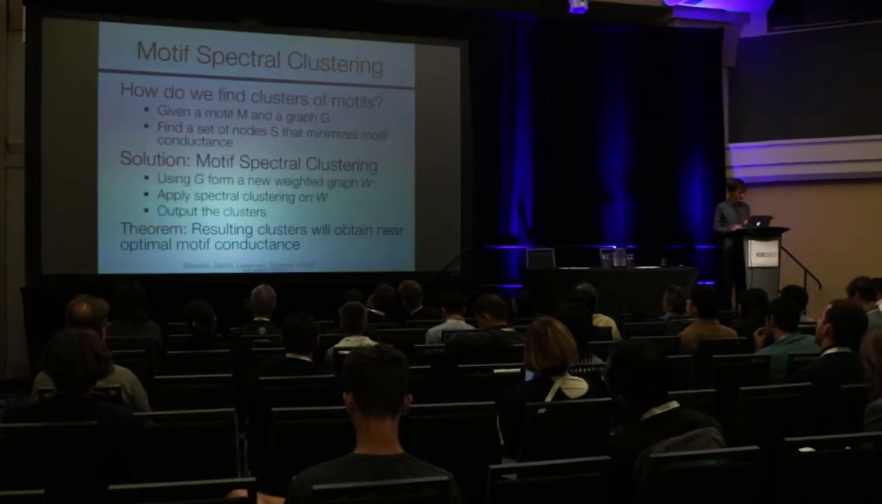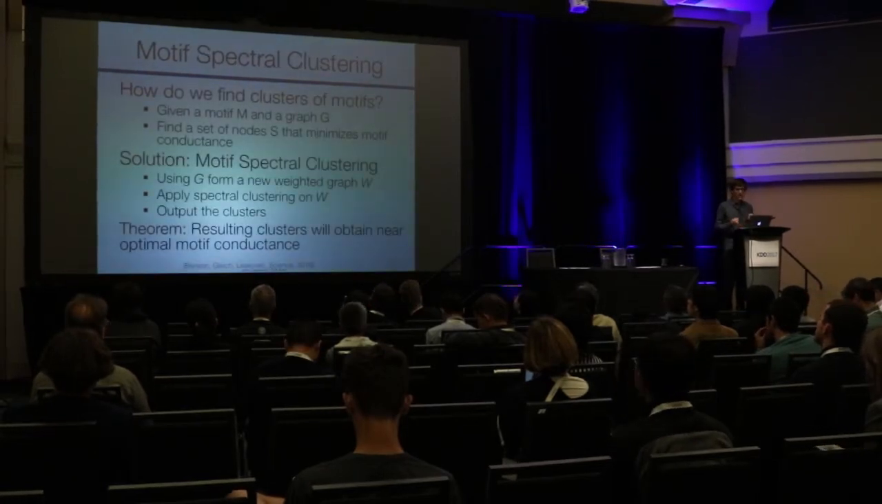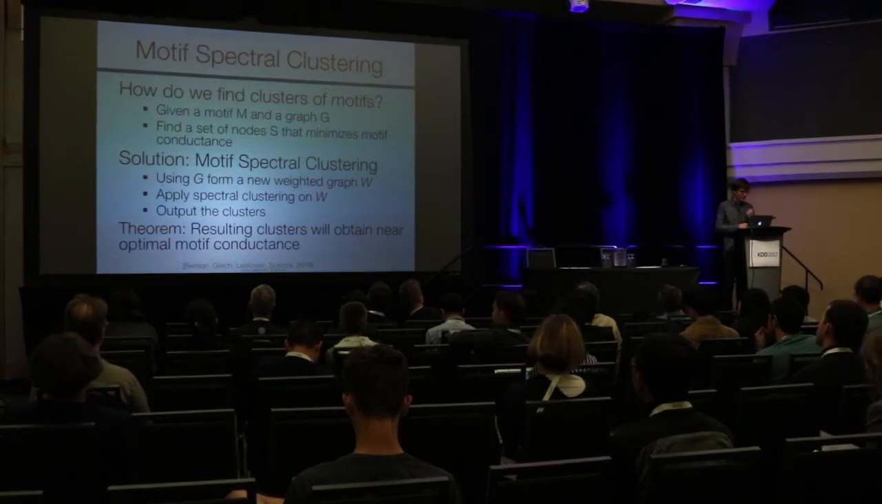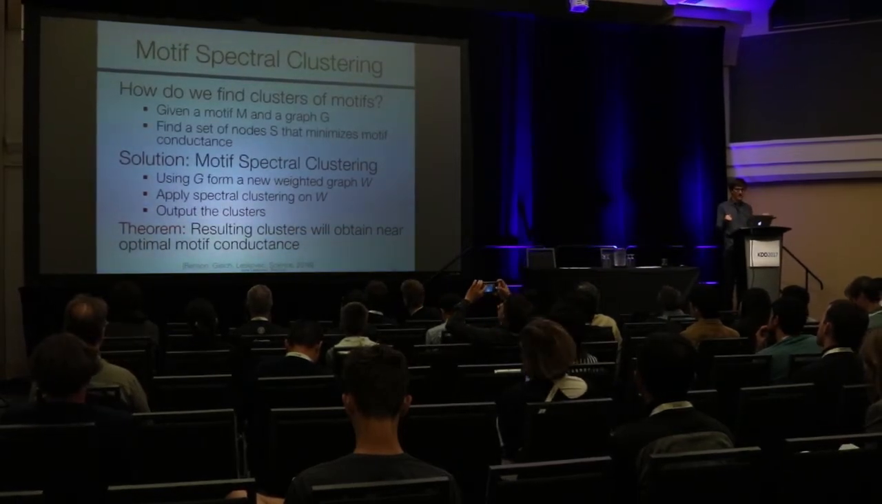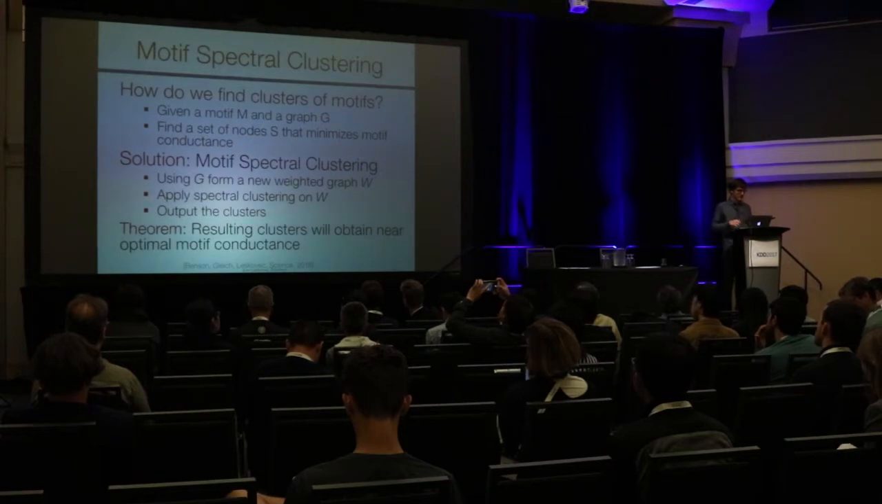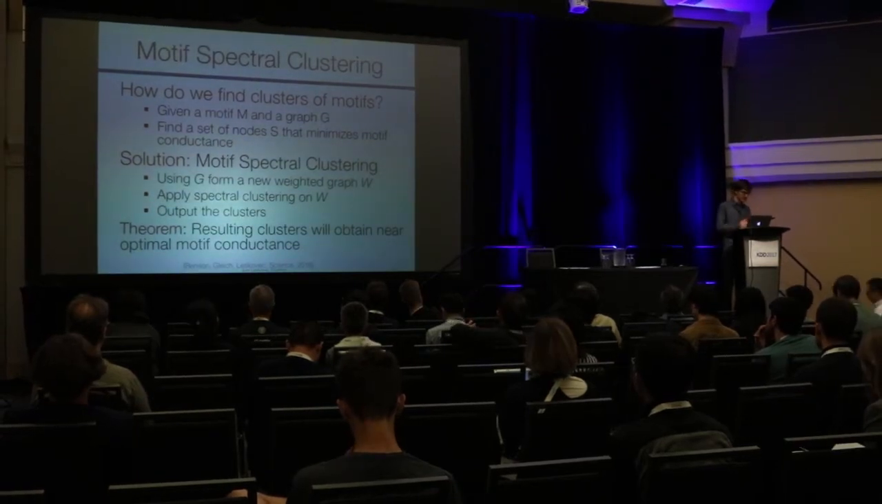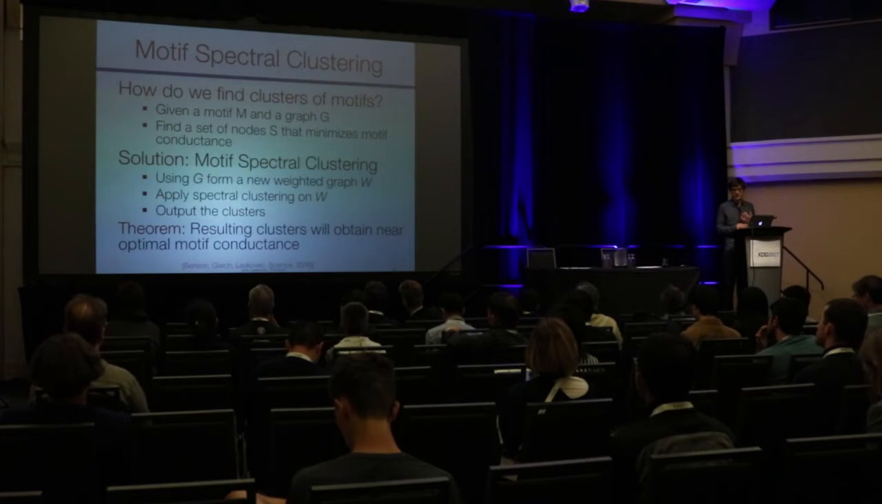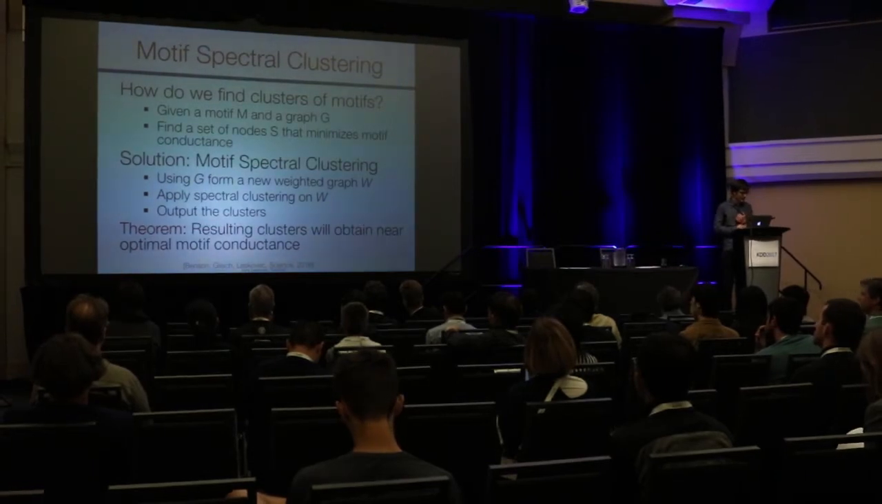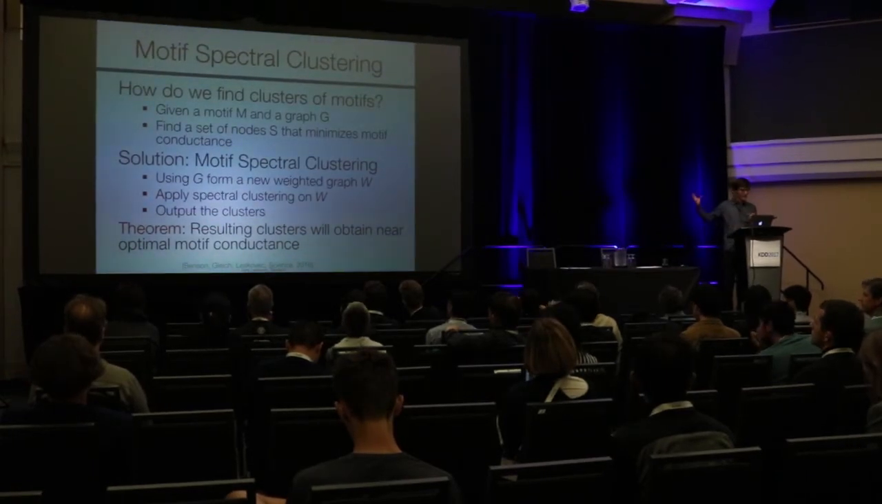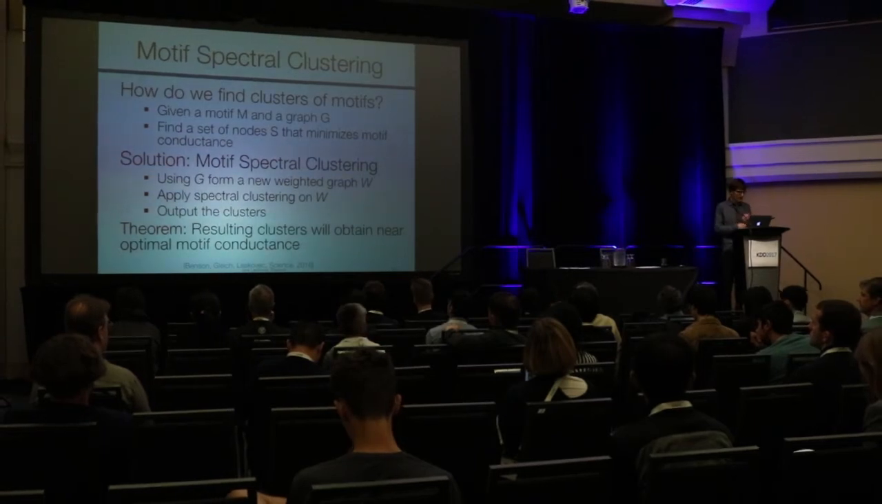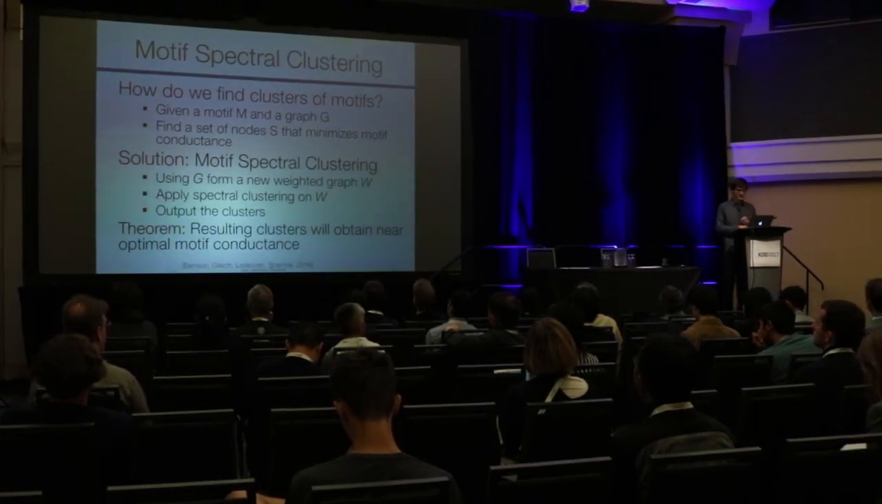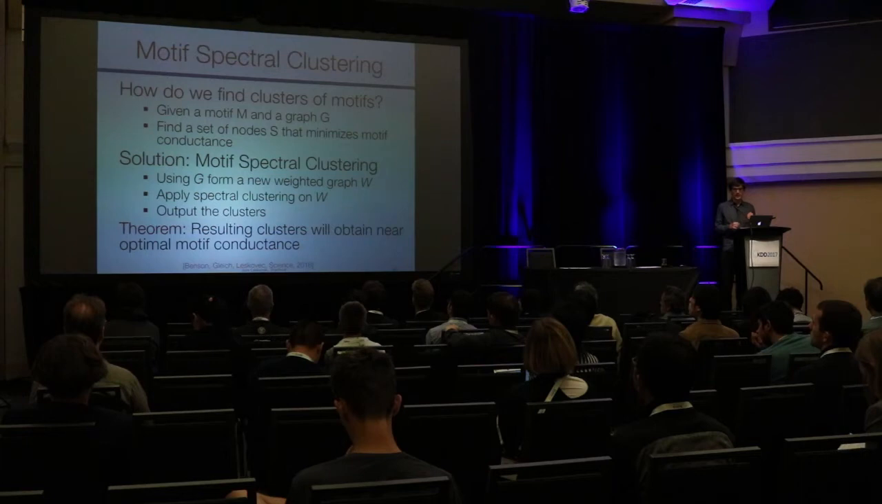Now I know what I want to do. I want to identify clusters of motifs where you give me a motif and a graph, and I want to find a cluster S that minimizes the motif conductance as we just defined. The question is, what's the algorithm to do this? The point is that doing this is NP-hard, but we have a generalization of spectral clustering that allows us to obtain near optimal clusters.